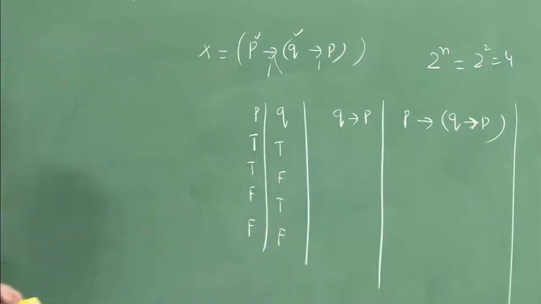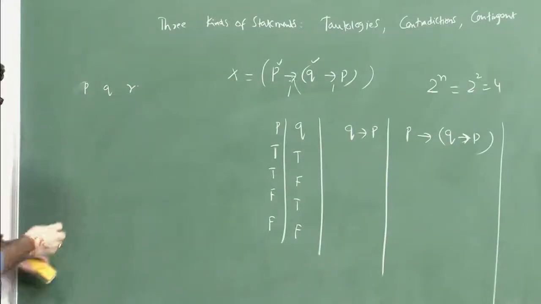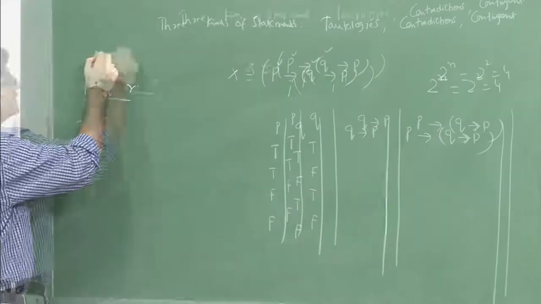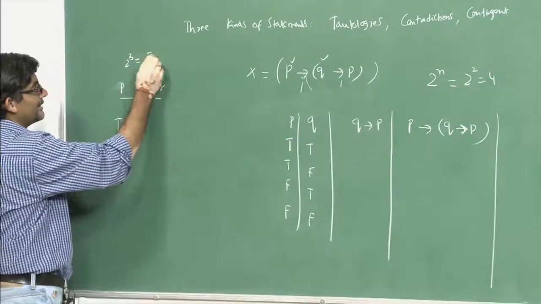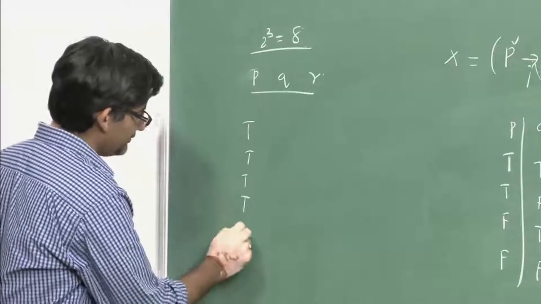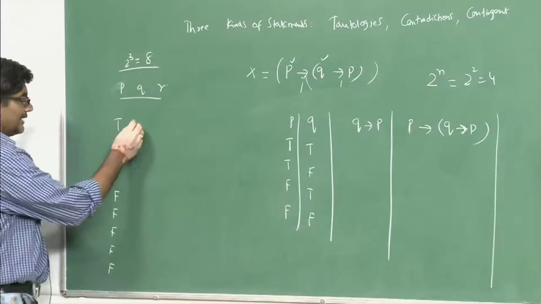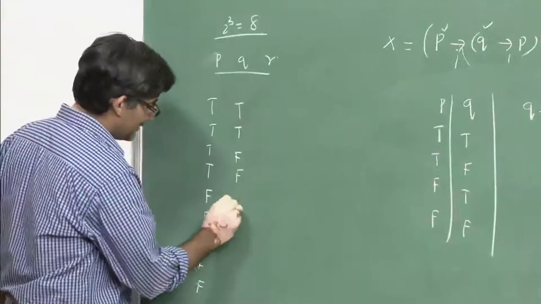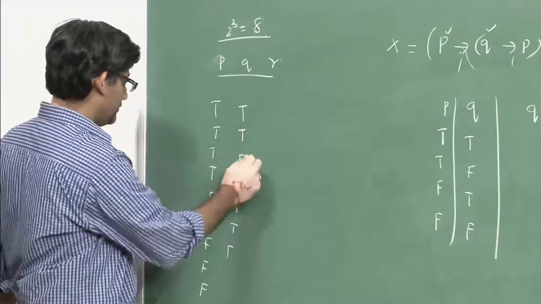There is a way of writing this particular thing. Suppose you have three variables. Because three variables are there, 2 to the power of 3 entries are possible, that means 8 rows are possible in a given truth table. First you write all T's, 4 T's followed by 4 F's. And then for the second one, what you do is 2 T's and 2 F's, two T's, two F's.